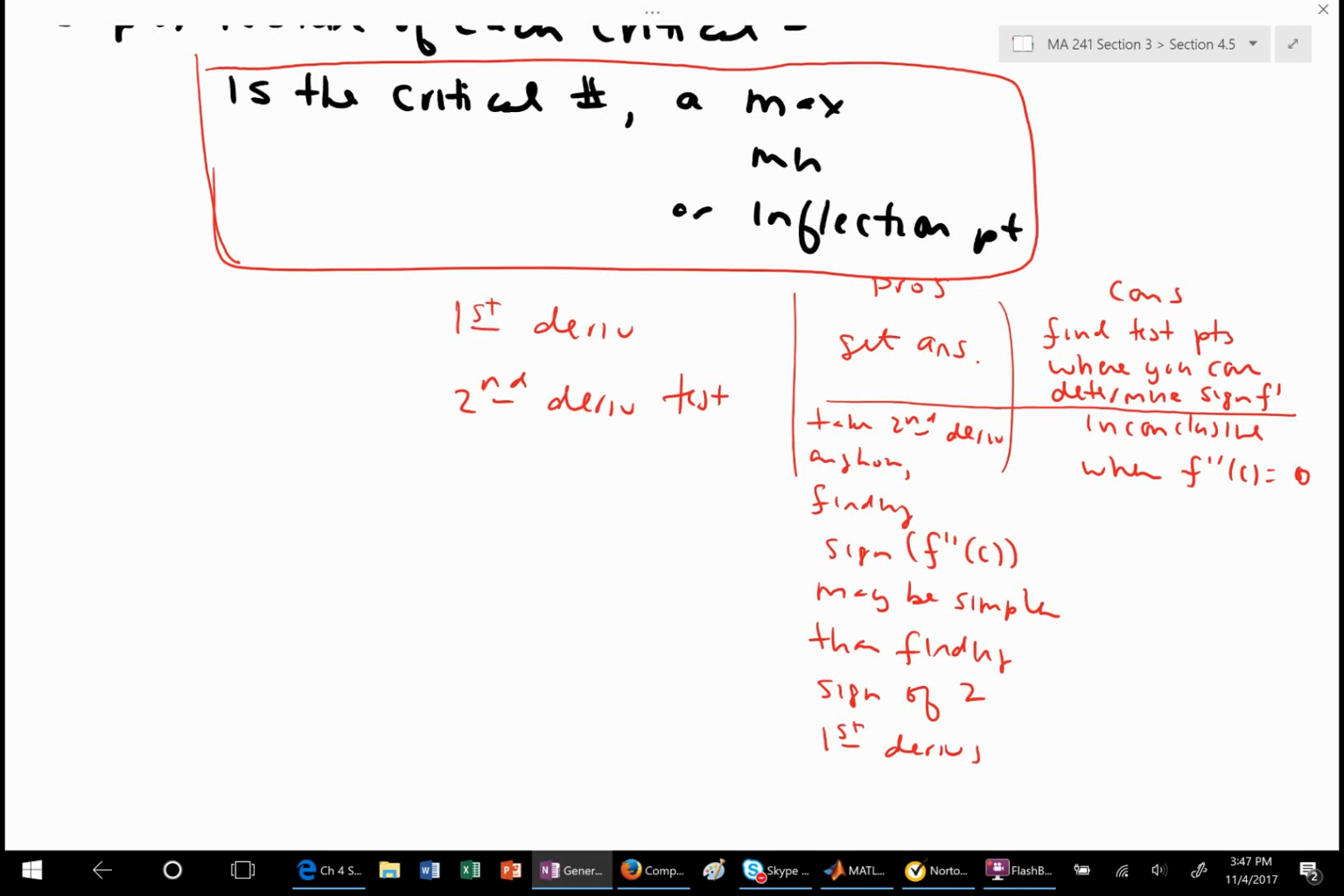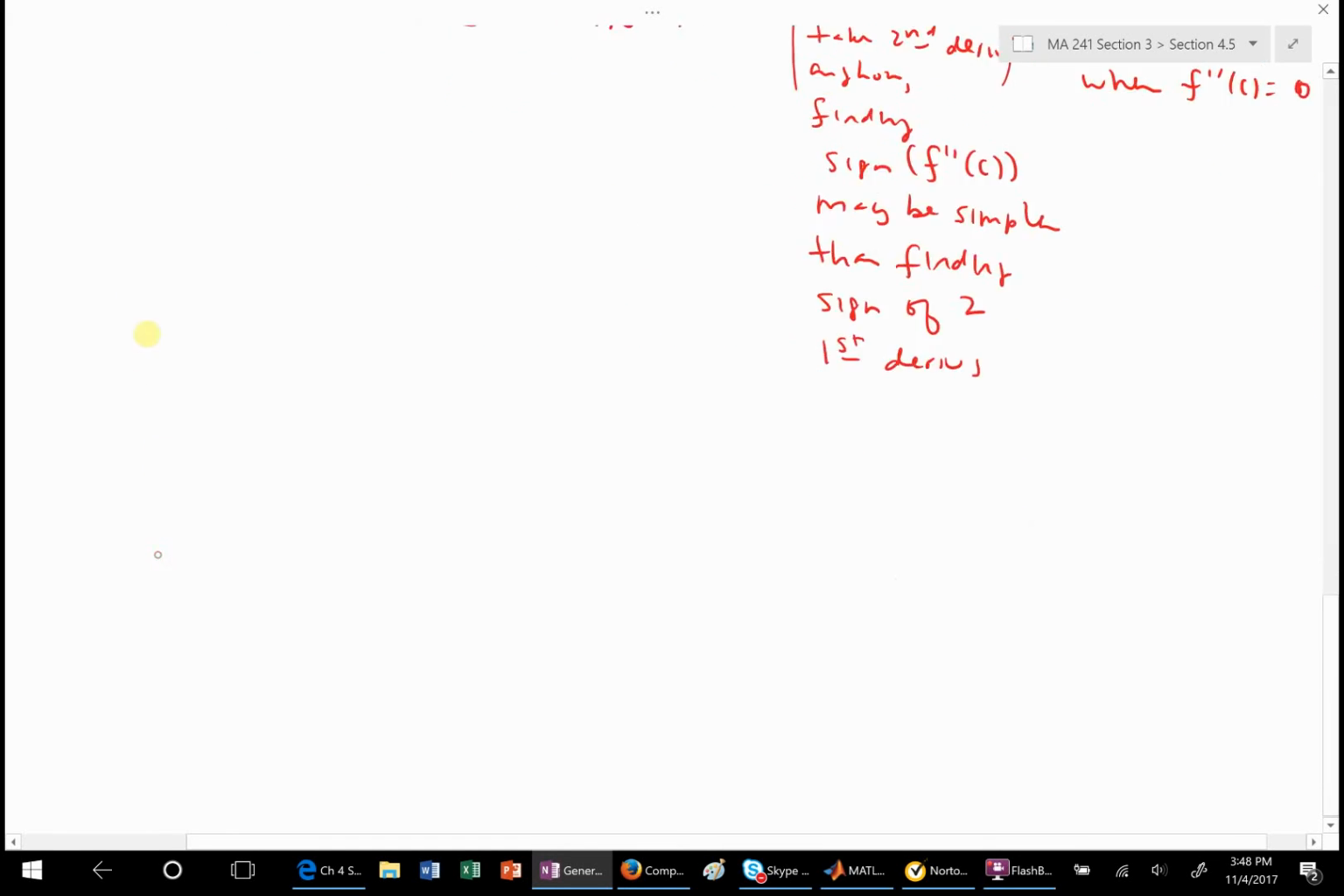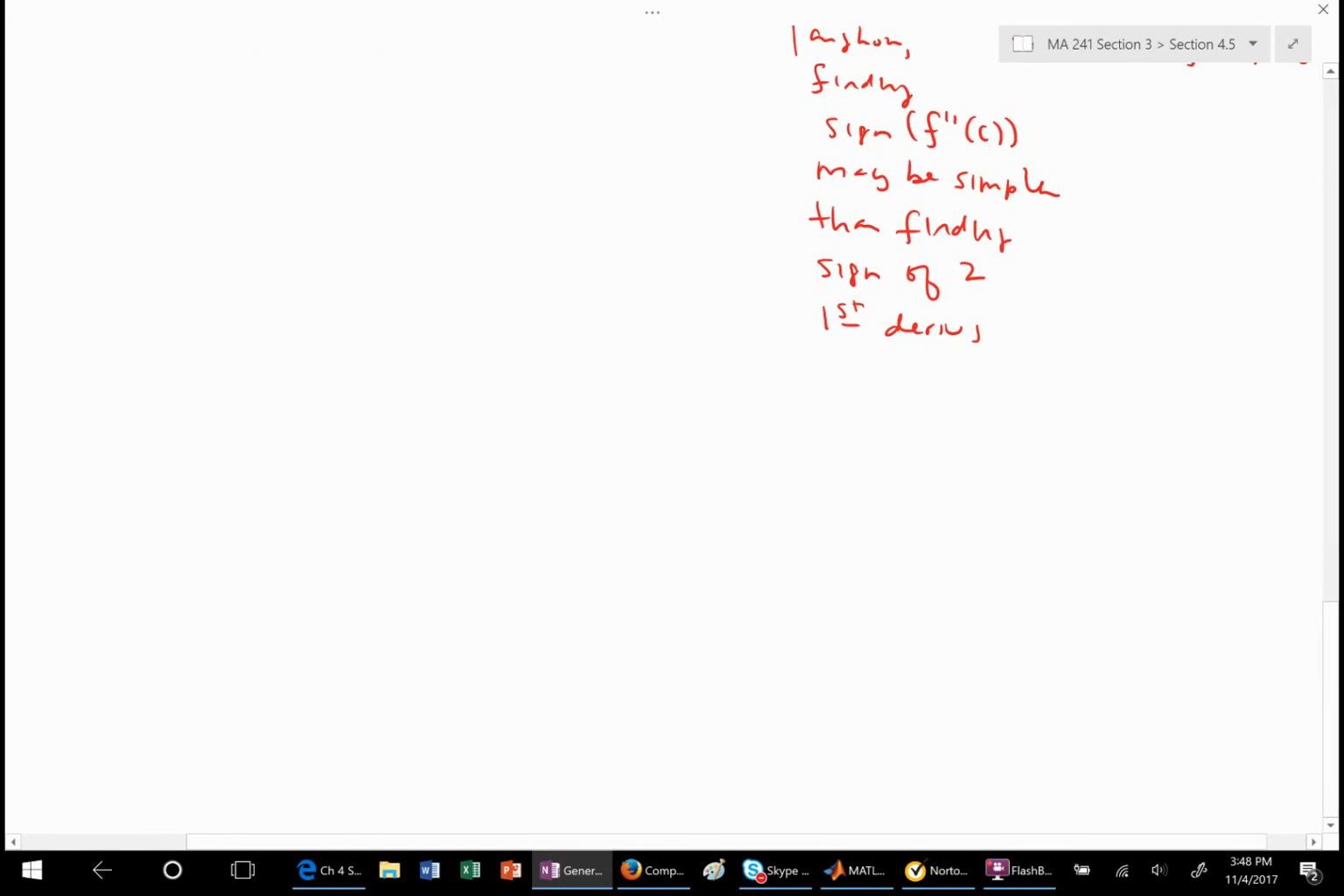So finding the sign at just one point, the second derivative may be simpler. Anyhow, you have to take the second derivative anyhow, because we're going to have to find the points of inflection. So since you have to do that work, you might as well do it and see if it's easy to evaluate the sign of the second derivative at the critical number. Then if it isn't, you can always go and do the first derivative. But it's 6 of one, half a dozen of another. Whatever you find easier. Okay? All right. Any questions on this so far?